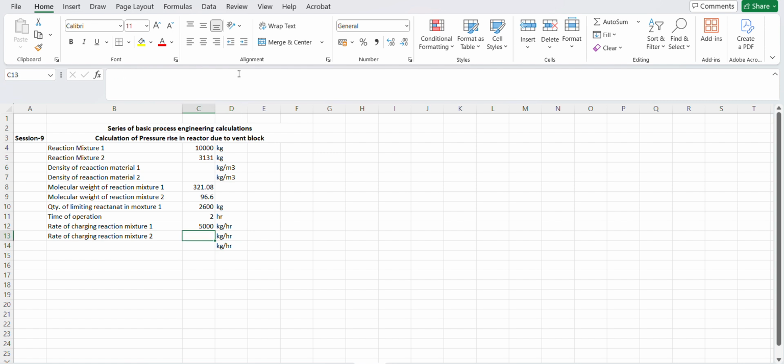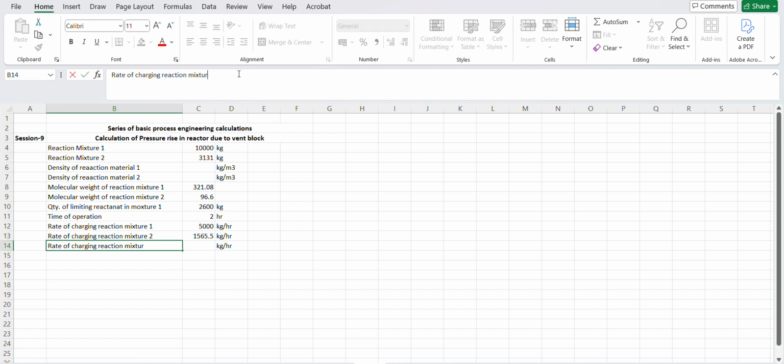Then we can calculate the rate of charging of reaction mixture 2 by simply dividing by 2 hours, as we have considered, and the rate of charging for the limiting reagent, because the limiting reagent is the limiting reactant. So we have to calculate based on that. It is the limiting reactant rate of charging.